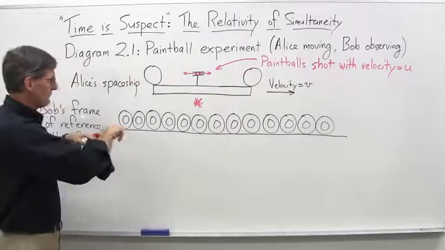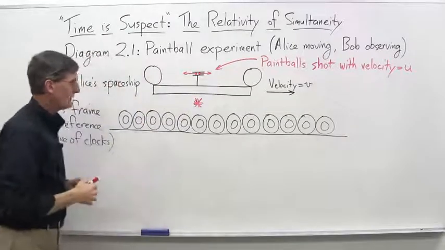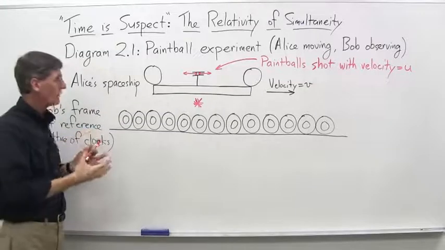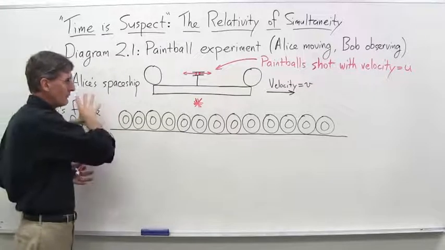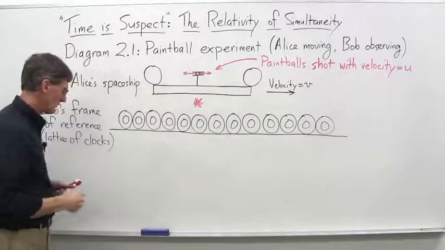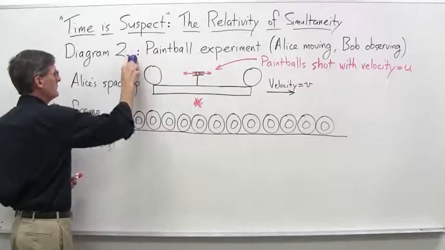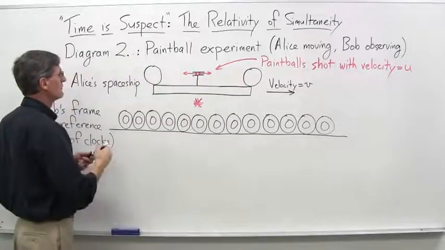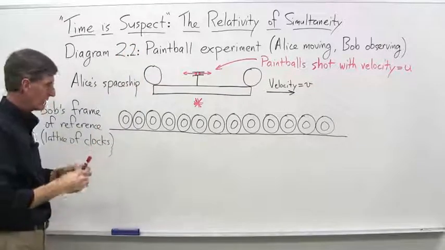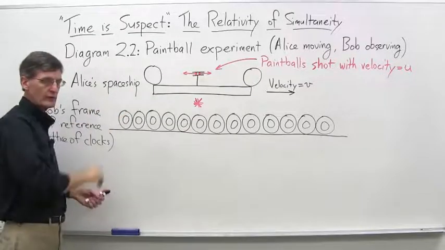Okay, so paintballs go off. One goes that way, one goes that way. And now we need to analyze in our next section exactly what goes on as Alice is moving that way and the paintballs are heading towards her two clocks. So I suppose we can call this diagram 2.2, our next version here. We're keeping track of that. And again, this is on the handout, so you can see it step by step.